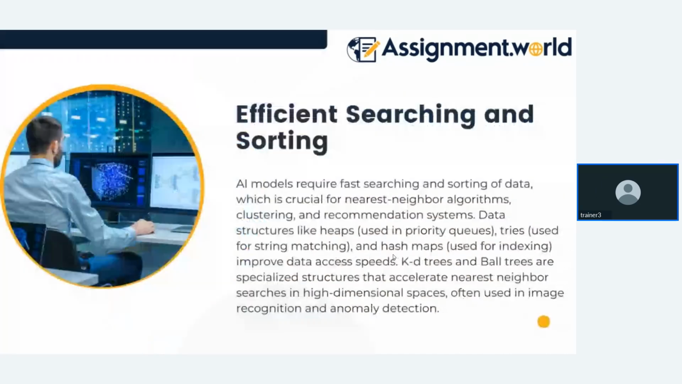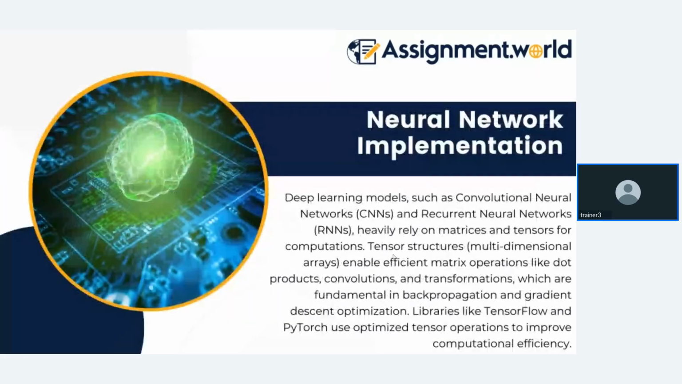So now, as we have seen machine learning in data structures and algorithms, the usage of ML and AI, we will also look at neural network implementation. A neural network is just an algorithm that is used in deep learning. Deep learning models such as CNNs and RNNs are deep learning algorithms. They heavily rely on matrices and tensors for computations. It all includes computations, calculating weights and all.